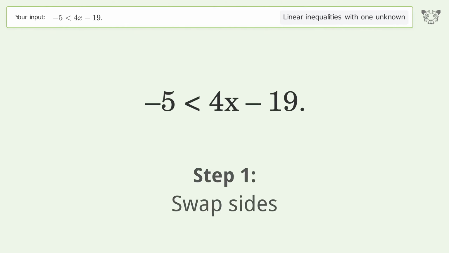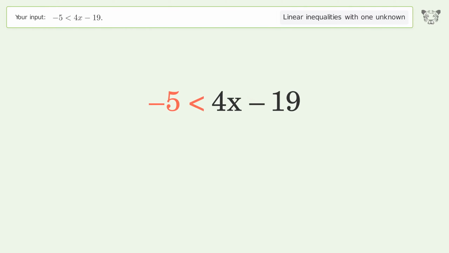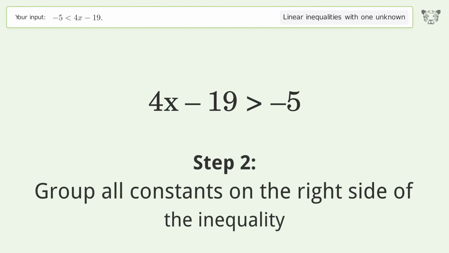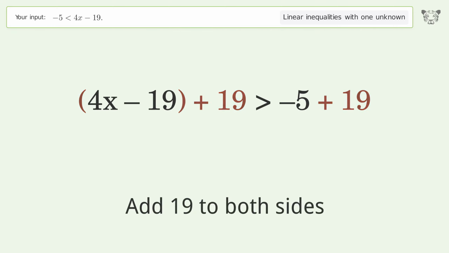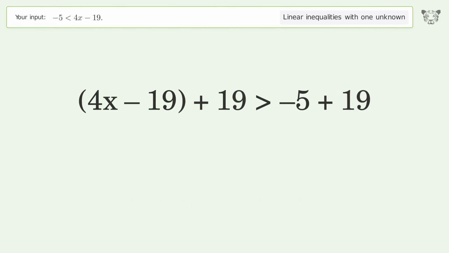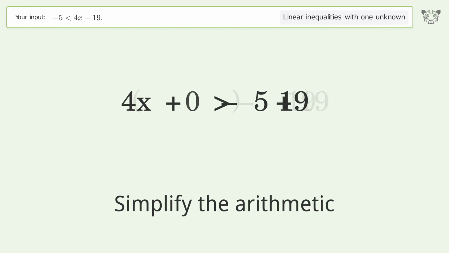Swap sides. Group all constants on the right side of the inequality. Add 19 to both sides. Simplify the arithmetic.